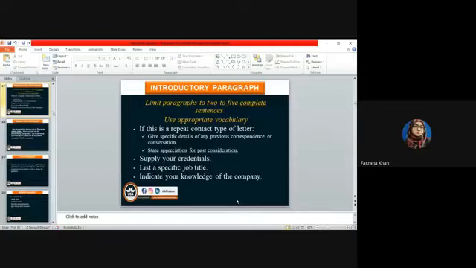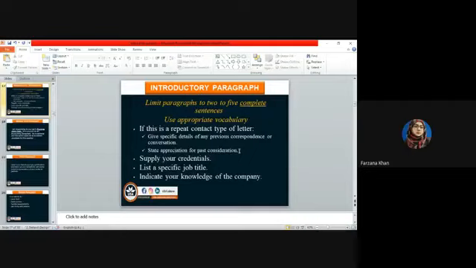If this is a repeat contact letter, then you give specific details of any previous correspondence or conversation, and also state appreciation for the past consideration, because sometimes it can happen that you sent an email asking about the position, and they ask you to send your credentials, your cover letter and resume. Then it means you already have correspondence with them. In that condition, in the introductory paragraph, you will mention the previous correspondence, and you will also state appreciation for the past consideration.